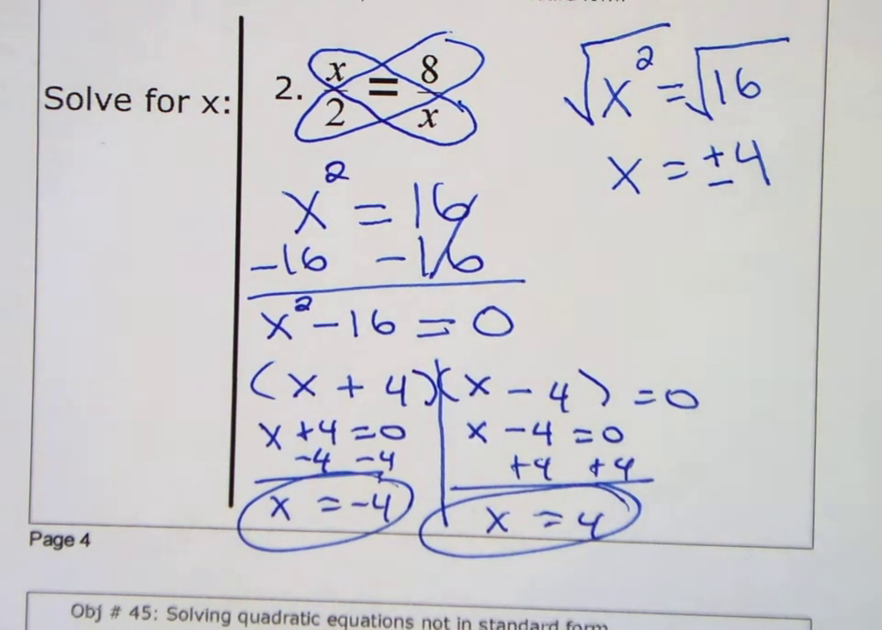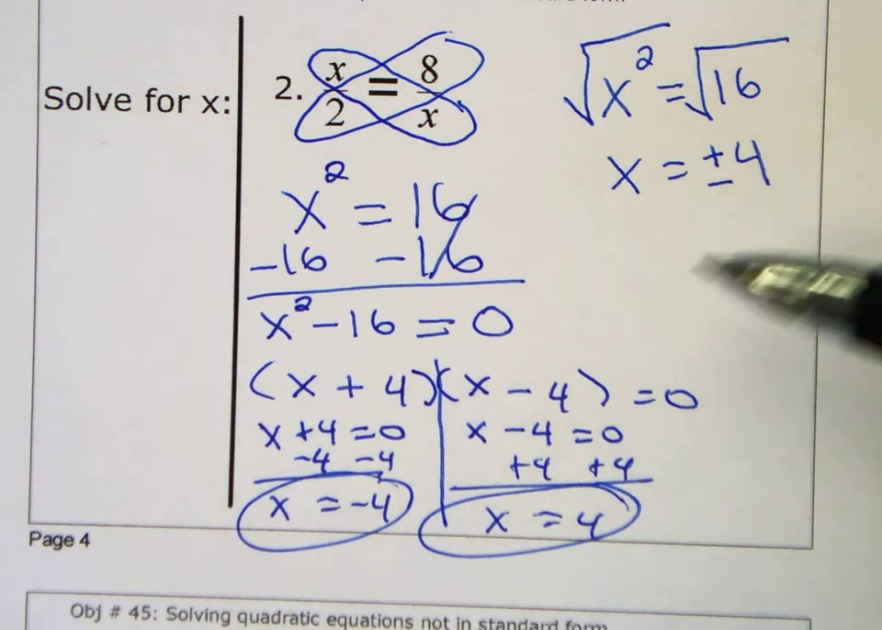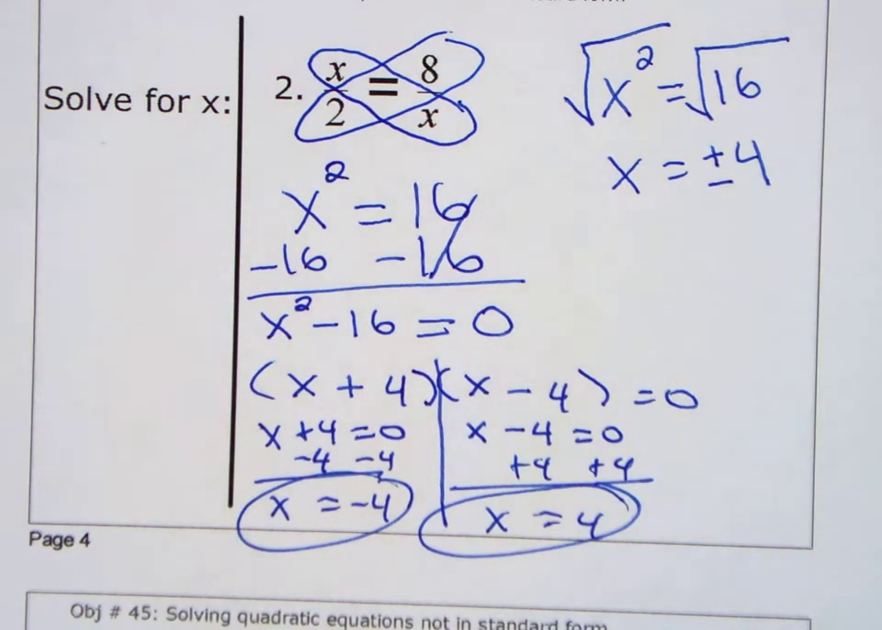If you do not put plus or minus, you're going to lose most of your points. If this is a 5-point problem, I'm going to give you 2 for this instead of 5 if you don't put the plus or minus. The plus or minus is huge. All right, so be careful there.